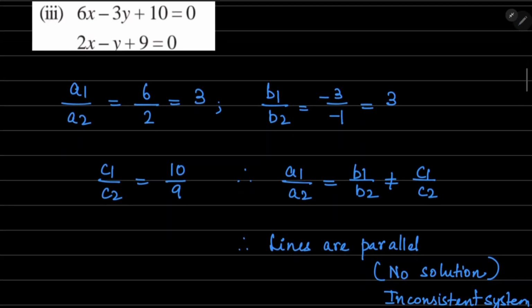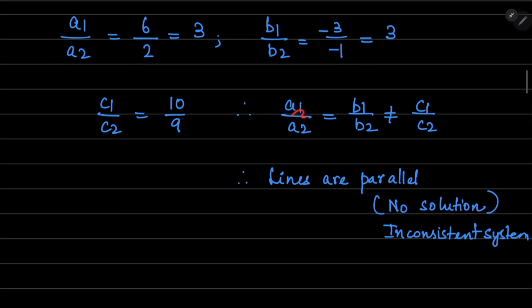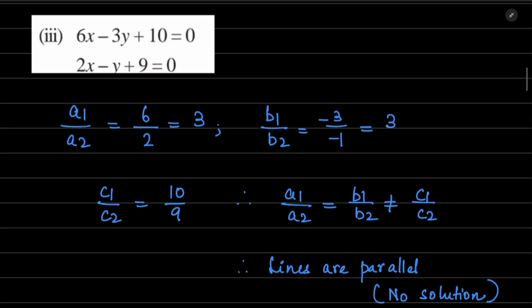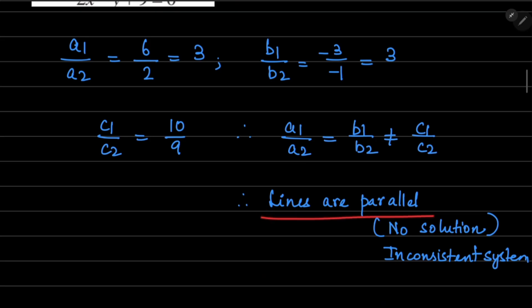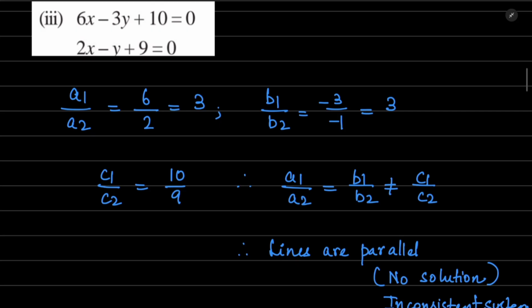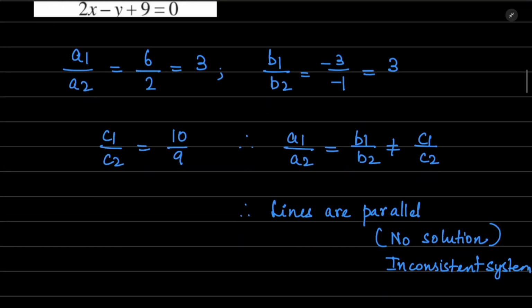And the third scenario is wherein you are getting a1 by a2 equal to b1 by b2, but that's not equal to c1 by c2. In that case, you cannot get any specific x and y values which will satisfy both these equations. So here the lines are parallel, they will not have any solution, and the system is inconsistent. So these are the three things that we just now did. Okay, let's move on to the next question.